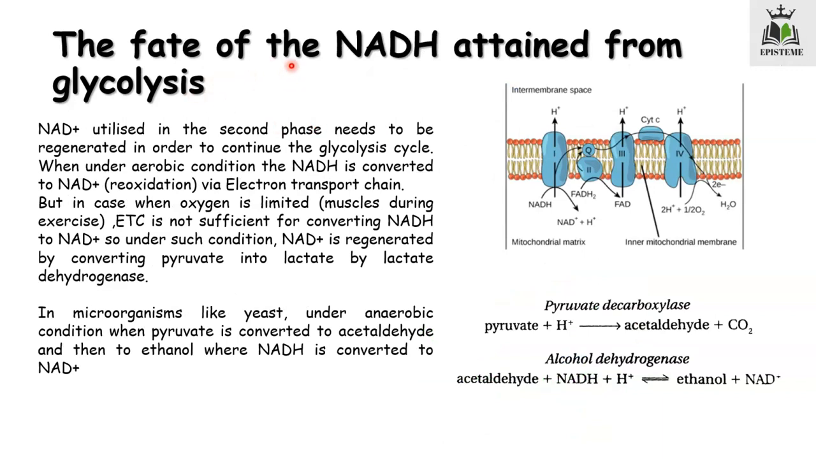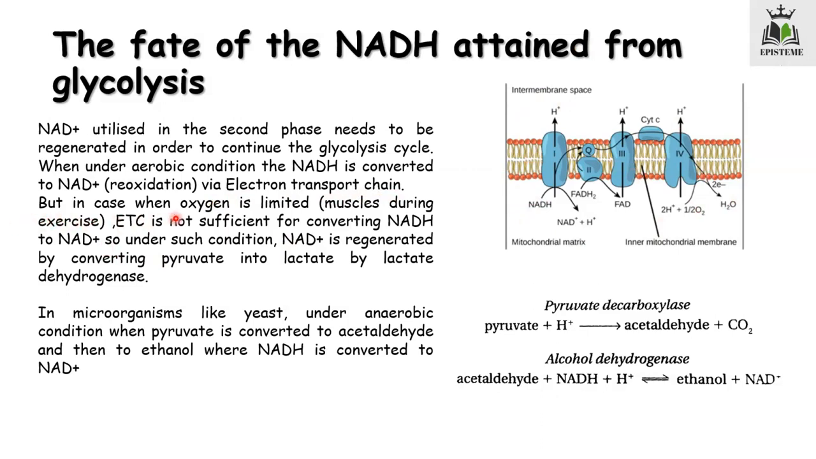Now we will talk about the fate of NADH. We saw that in phase 2 NAD plus is used and NADH is produced. For glycolysis to continue, we need NAD plus, and NADH can be converted to NAD plus again by reoxidation. Oxidation is the removal of hydrogen. So the hydrogen is removed and NAD plus is produced, and this is done by the electron transport chain.